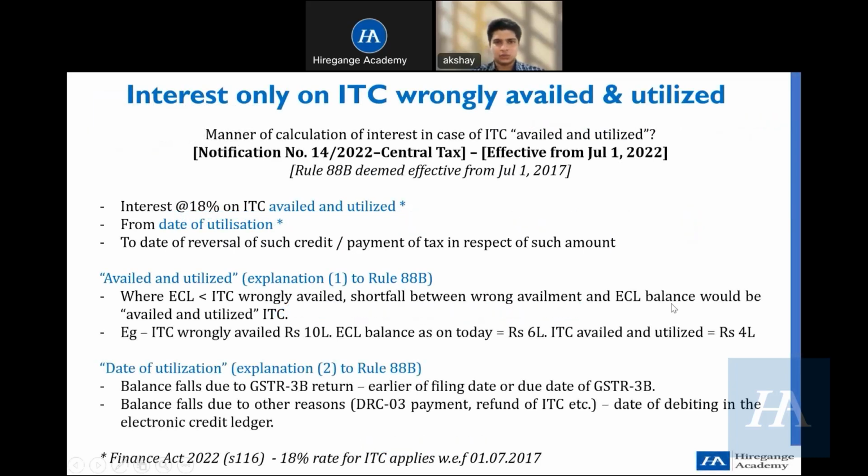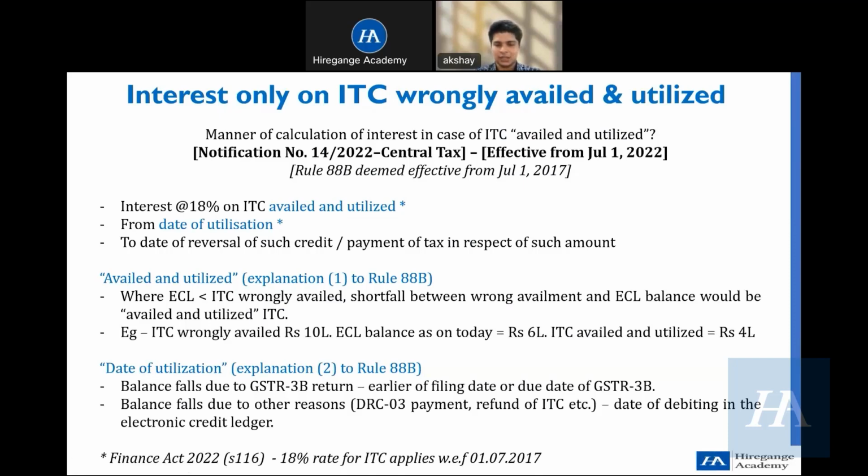So coming to the interest on ITC which is wrongly availed, please note that the wordings in the section have been changed by notification 14, and there is a separate rule which has been introduced which is deemed effective from 1st July 2017.